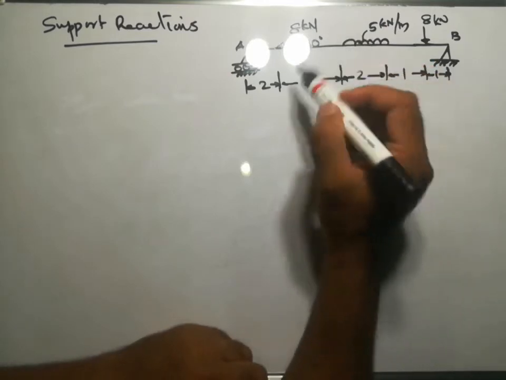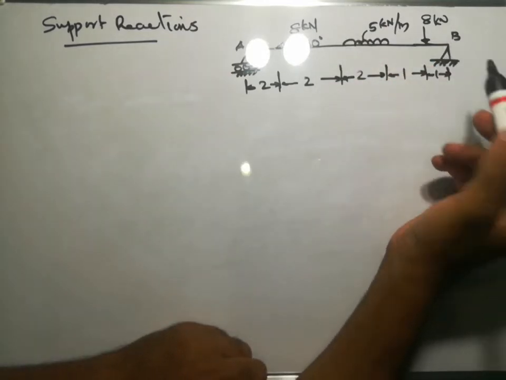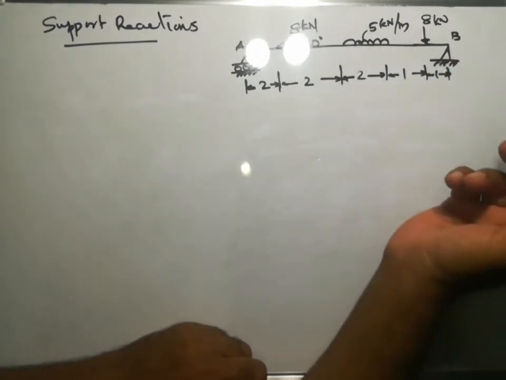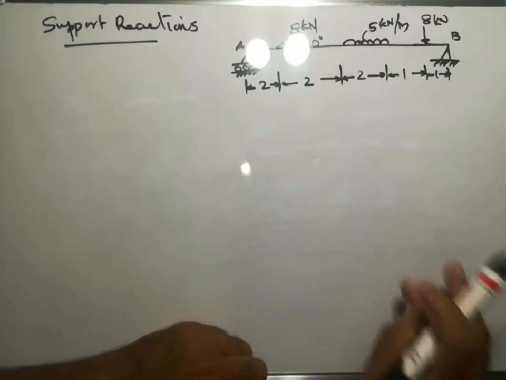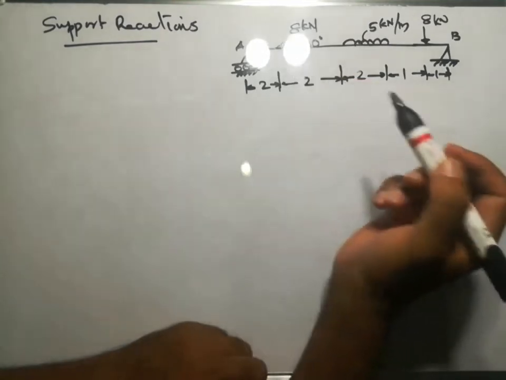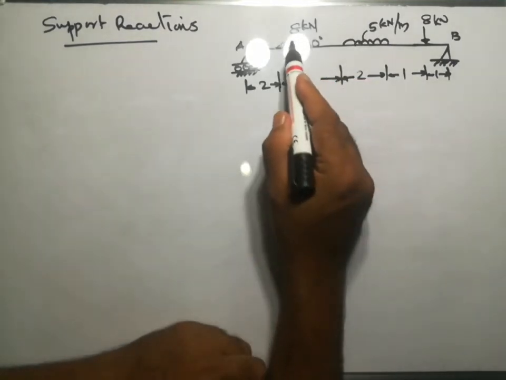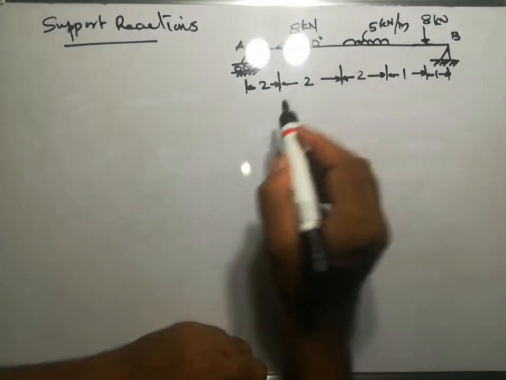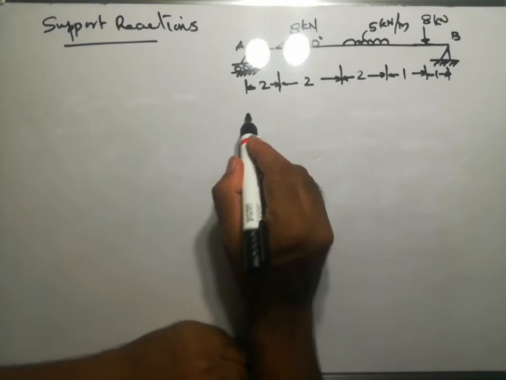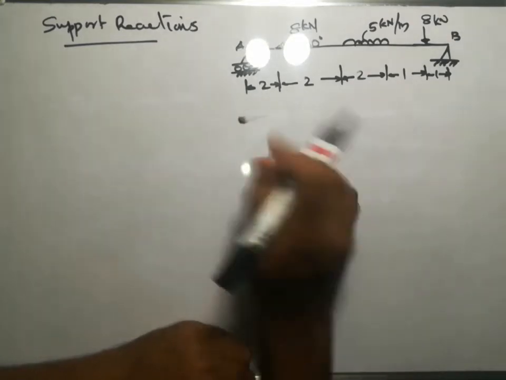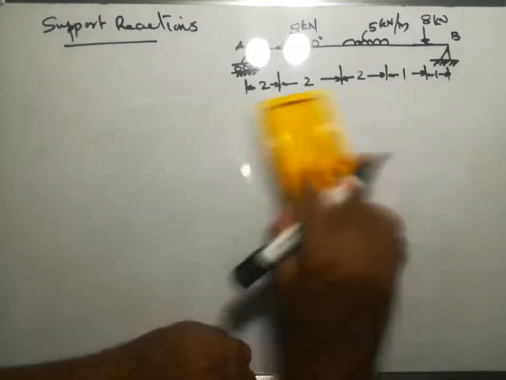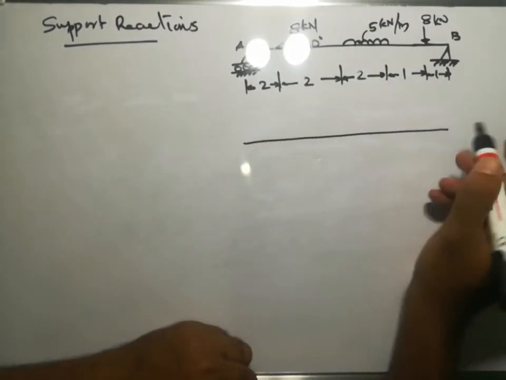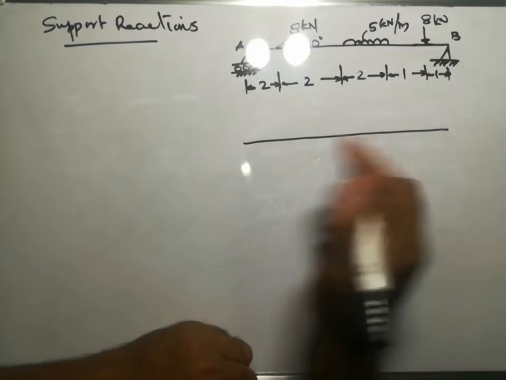So in this case, as there is one inclined force, it will have a horizontal component also. So it will have both vertical and horizontal components. So when we draw the free body diagram of this beam, it will be like this.